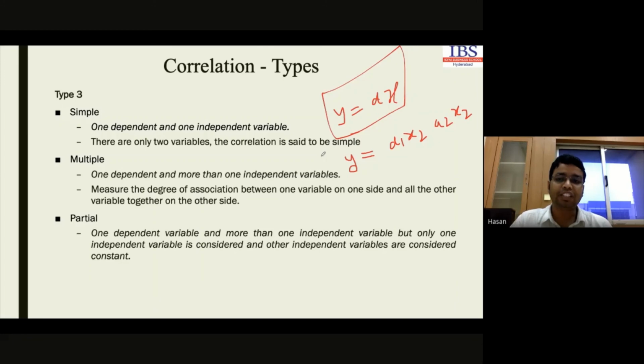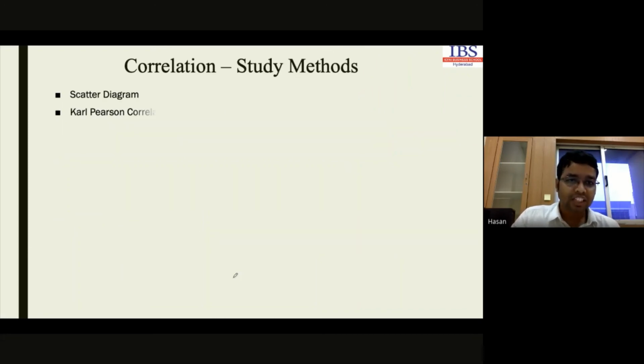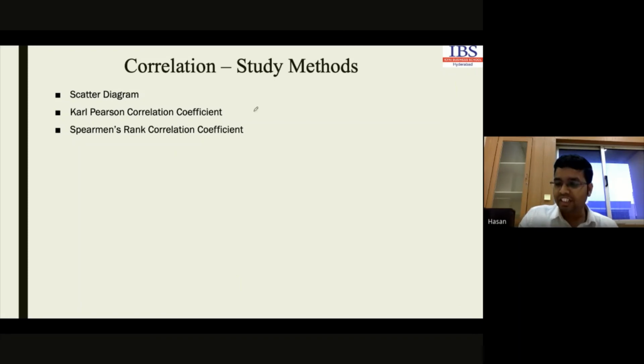Next one is partial. Partial means we have multiple independent parameters which affect the dependent parameter, but in this case we are going to judge only one parameter and all other parameters remain constant. Same thing as partial differentiation, you can understand, right? So for today, up to this. There are some methods: scatter diagram, Pearson correlation coefficient, and Spearman rank correlation. We'll discuss these one by one in the later class.